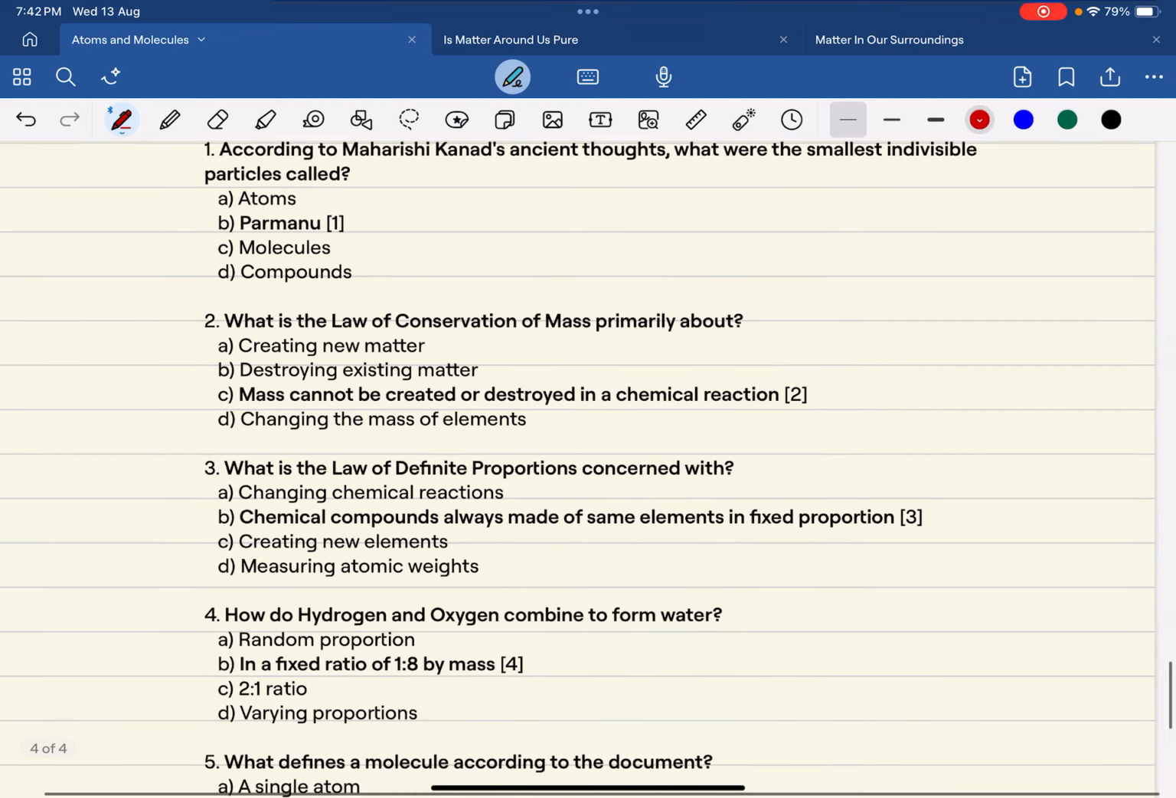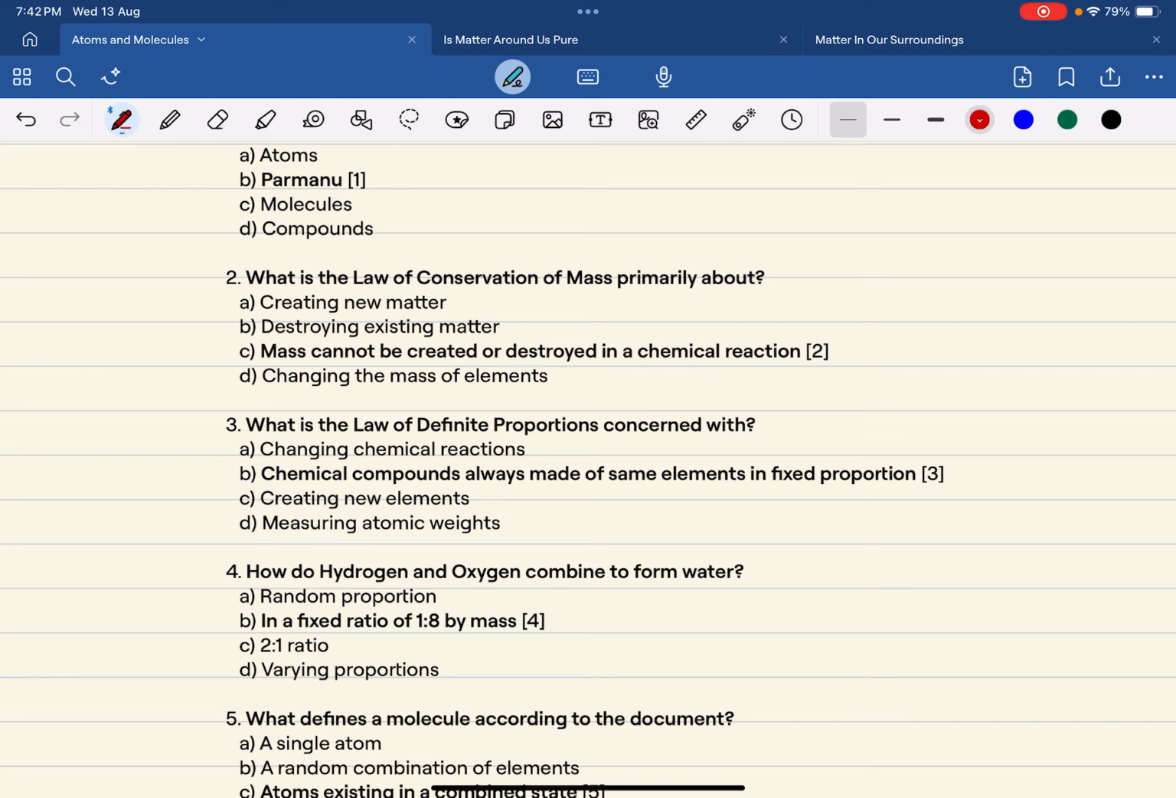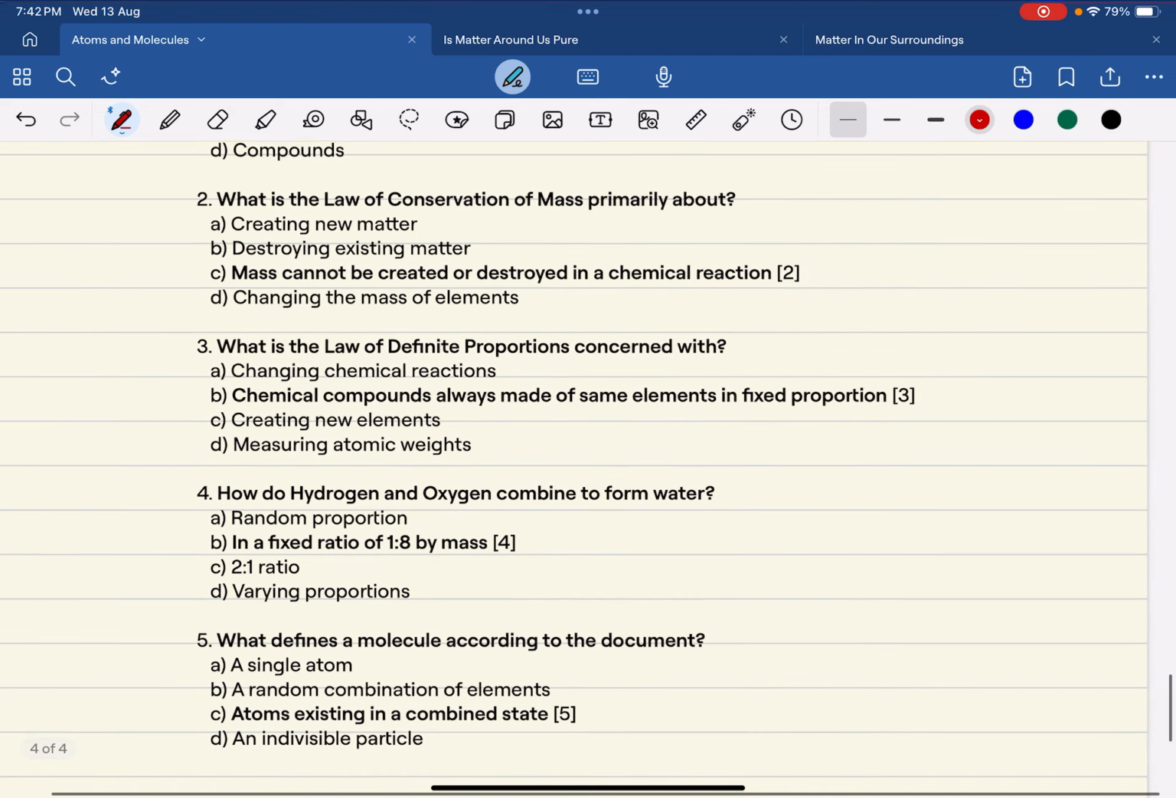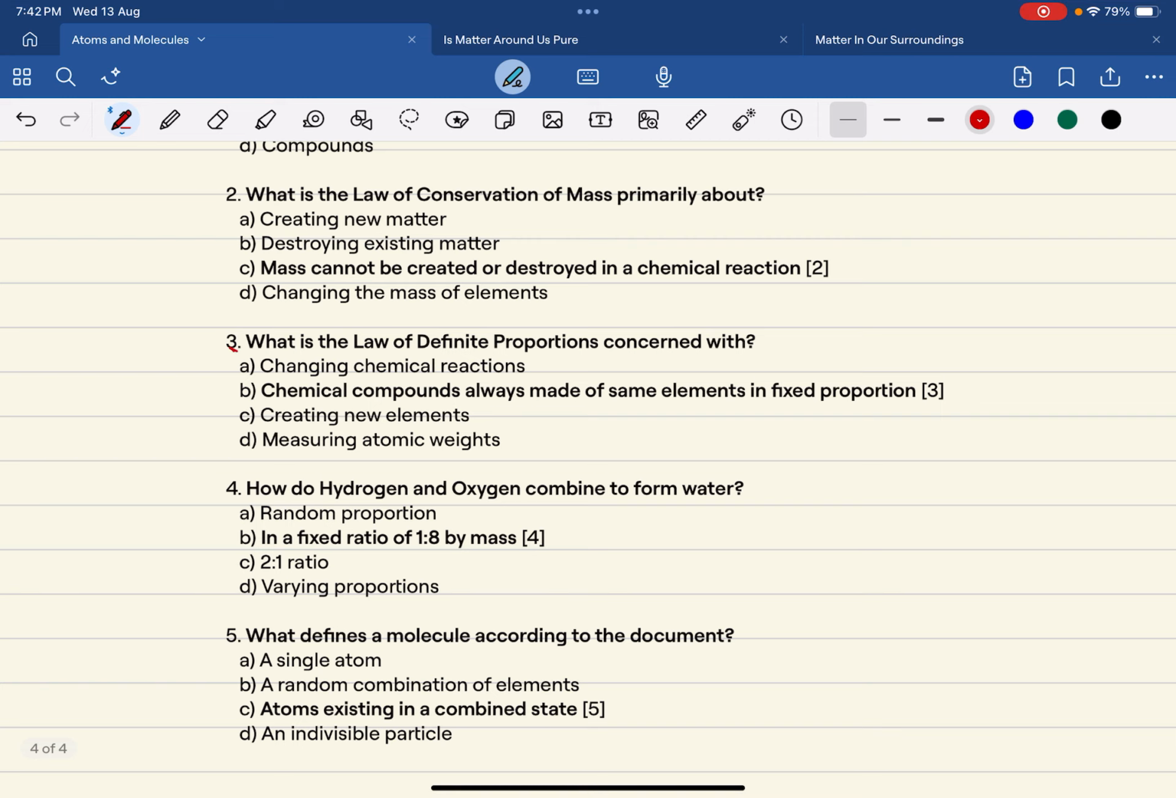What is the law of conservation of mass? Creating new matter, destroying existing matter, mass cannot be created or destroyed in a chemical reaction, or changing mass of the element. Third question: what is the law of definite proportion concerned with? Changing chemical reaction, or a chemical compound always made of the same elements in a fixed proportion.